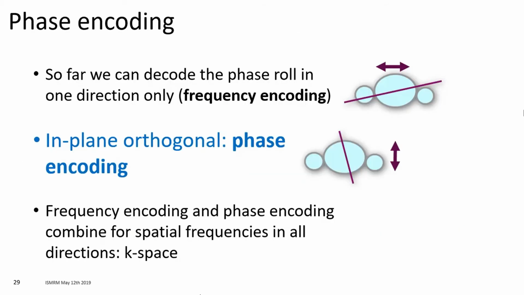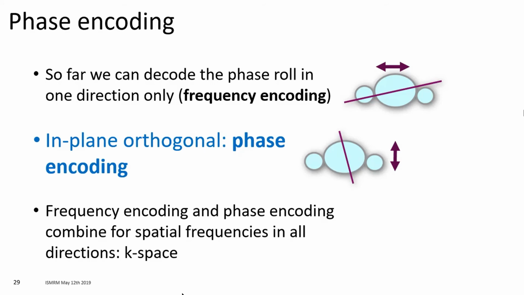So we've talked about how we decode phase roll in one direction, and in the orthogonal direction we use phase encoding, and frequency and phase encoding work together to produce these waves in space at any angle, and this allows us to draw any object.